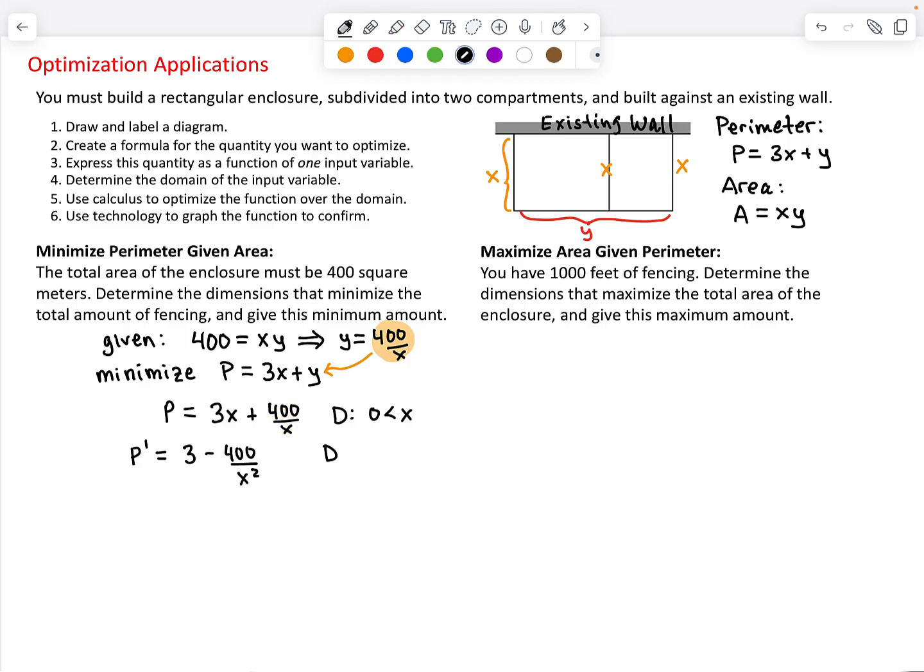Now the domain of the derivative is also x must be positive. There are no values in the domain of the original function that are no longer allowed in the derivative. So there are no type 2 critical numbers.